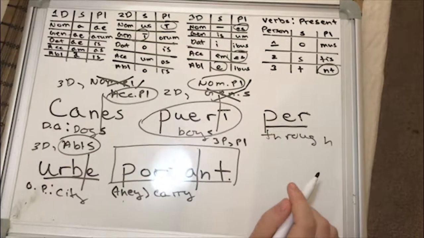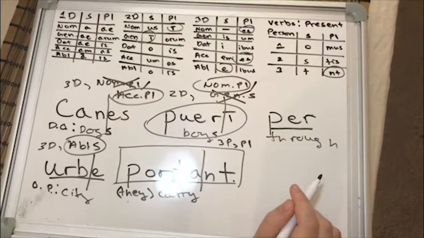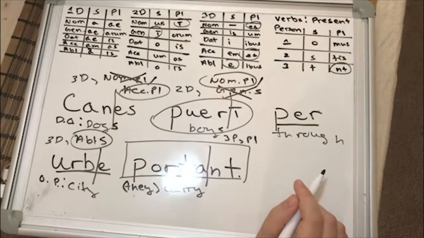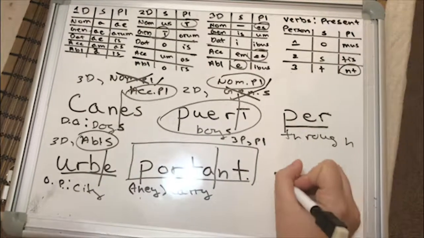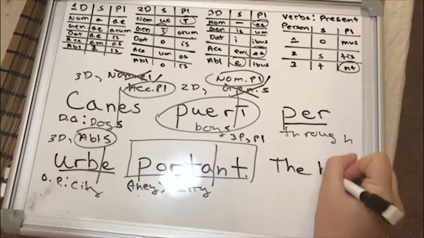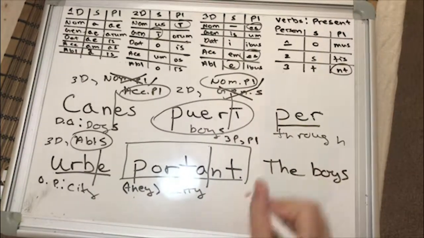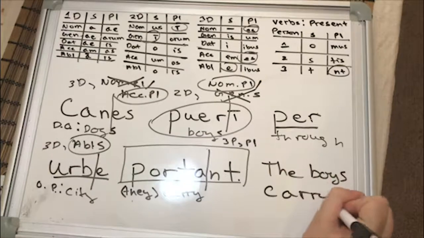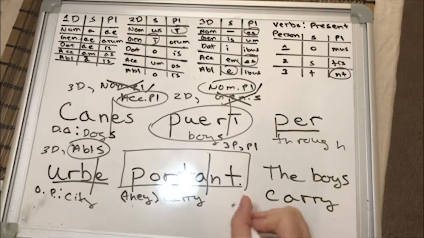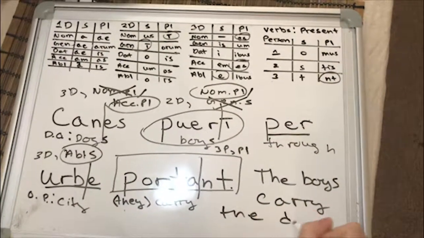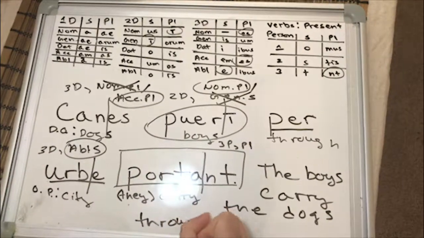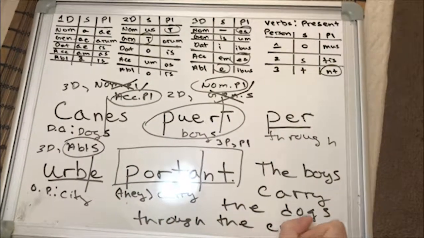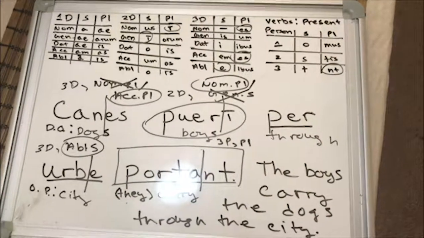Finally, I'm ready to translate the sentence, and I'm going to do this by using everything I've just learned about what each word is doing as a part of speech. We're going to start with the subject, boys, so the boys. Now my verb, carry. Now my direct object, the dogs. And finally, this prepositional phrase, through the city. And that's how you translate a sentence in Latin.